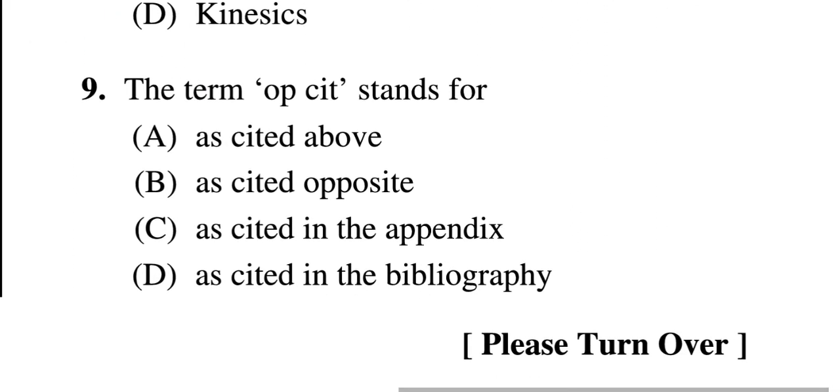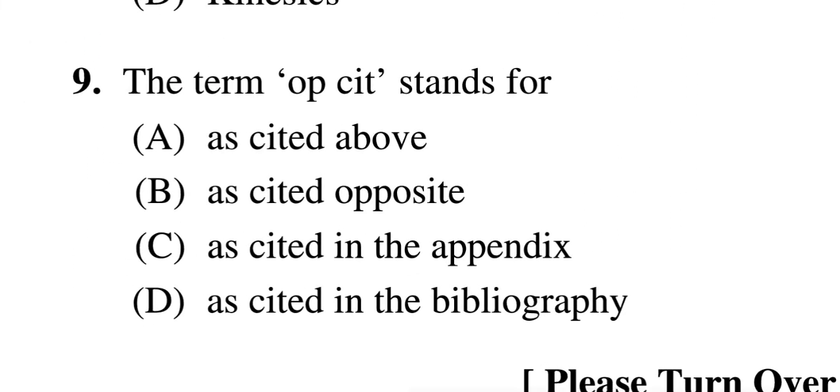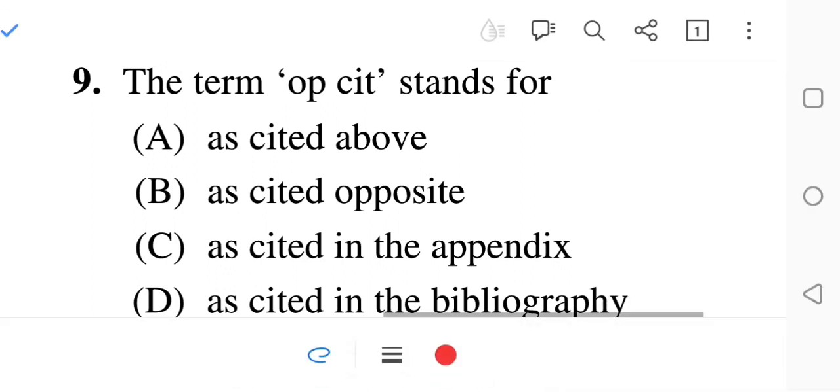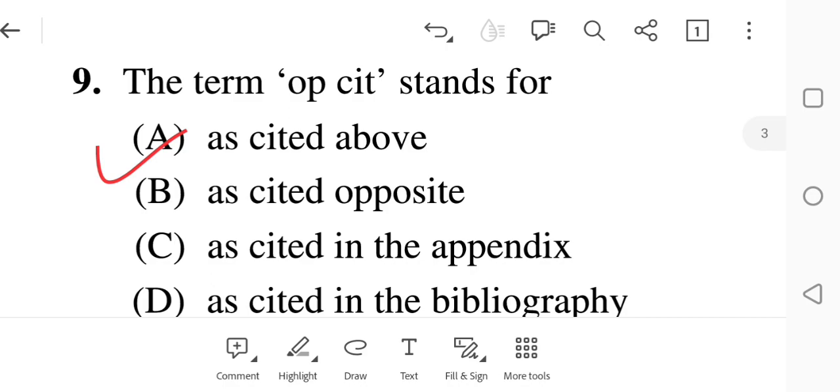Next, number 9, it says the term OPCIT, or opposite, stands for what? As cited above, as cited opposite, as cited in the appendix, as cited in the bibliography. This is also related to research. So correct answer will be A. The term opposite stands for as cited above. As cited above.